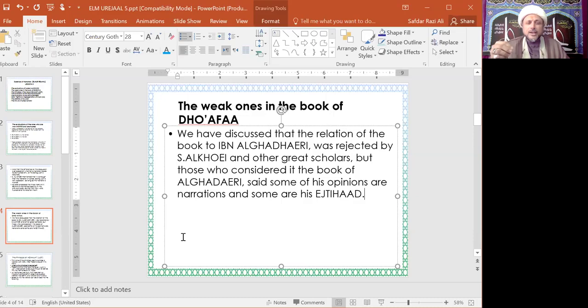So basically, we have discussed that the relation of Kitab al-Du'afa to Ibn al-Ghadairi was rejected by Sayyid al-Khu'i, and by other great scholars as well, like Agha Buzurg al-Tahrani. But those who accepted the book of al-Ghadairi, like the Hillis, said some of his opinions are narrations and some of his opinions are ijtihad.